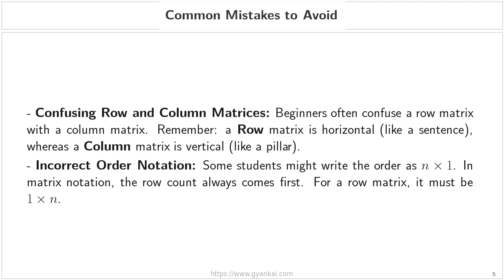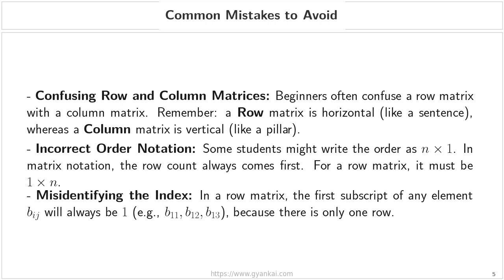Second, let's address the order notation. Some students mistakenly write the order as n by 1. However, as we established in our discussion on structure, matrix notation always requires the row count to come first, followed by the column count. Therefore, for a row matrix, the order must always be expressed as 1 by n.